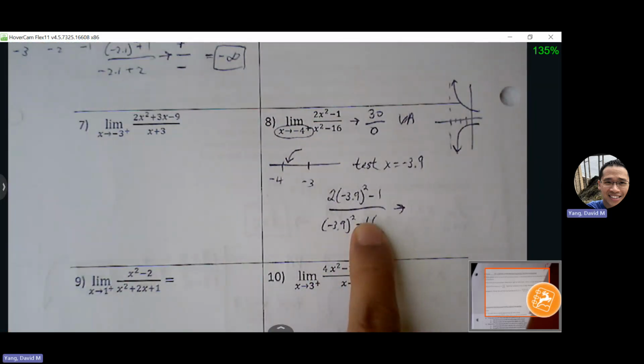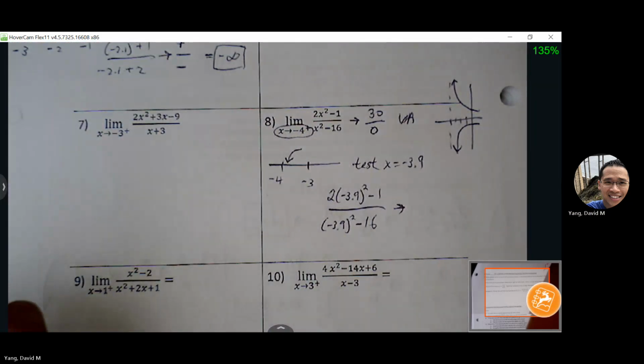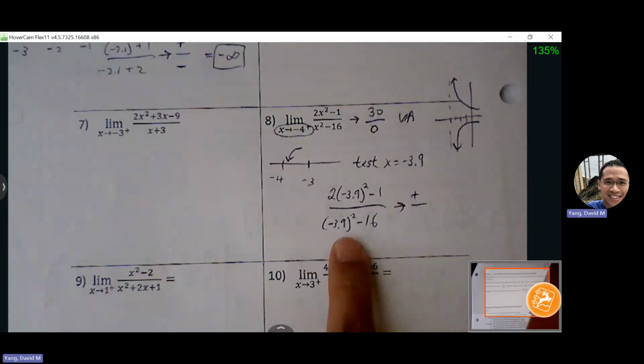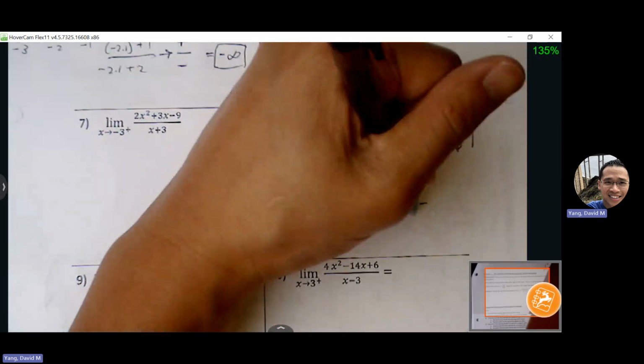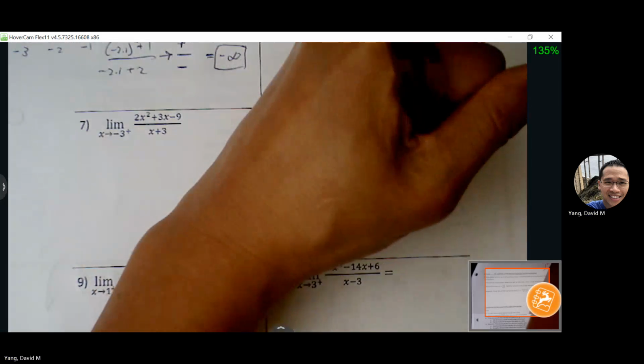Okay, numerator, we get what? Positive. Denominator, now -3.9 is slightly less than 4, right? You know 4 squared is 16, so 3.9 squared is going to be less than 16, like maybe 15-ish, 15 point something. So therefore the denominator will be what? Negative. So positive over negative is negative infinity.